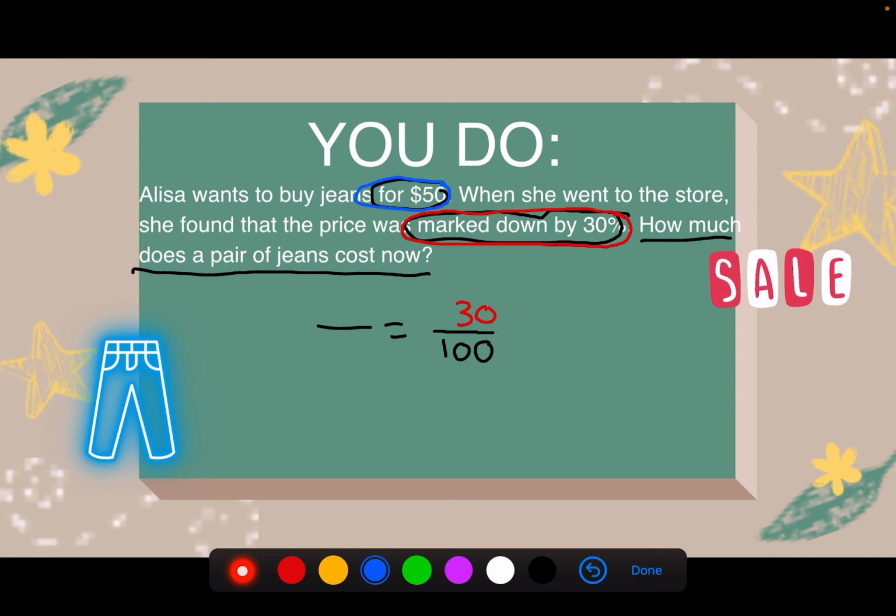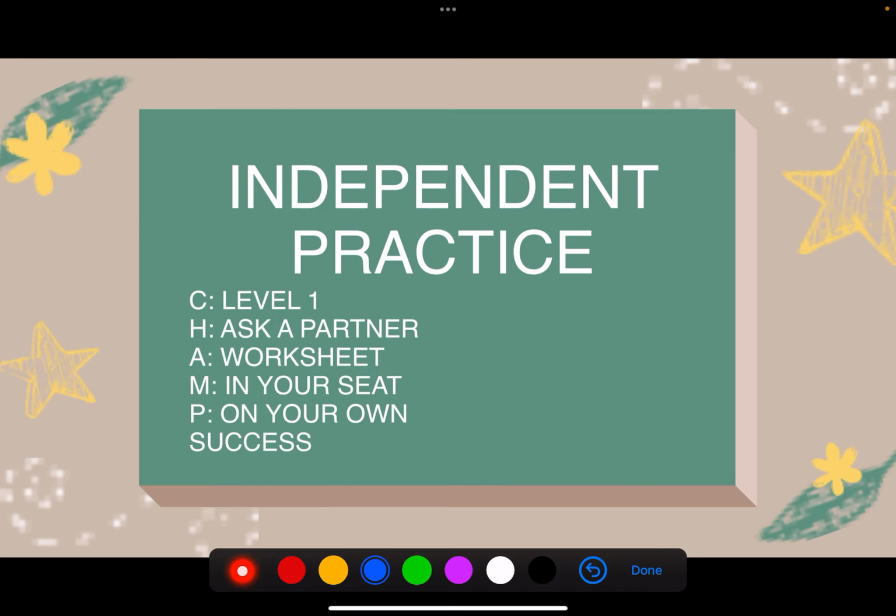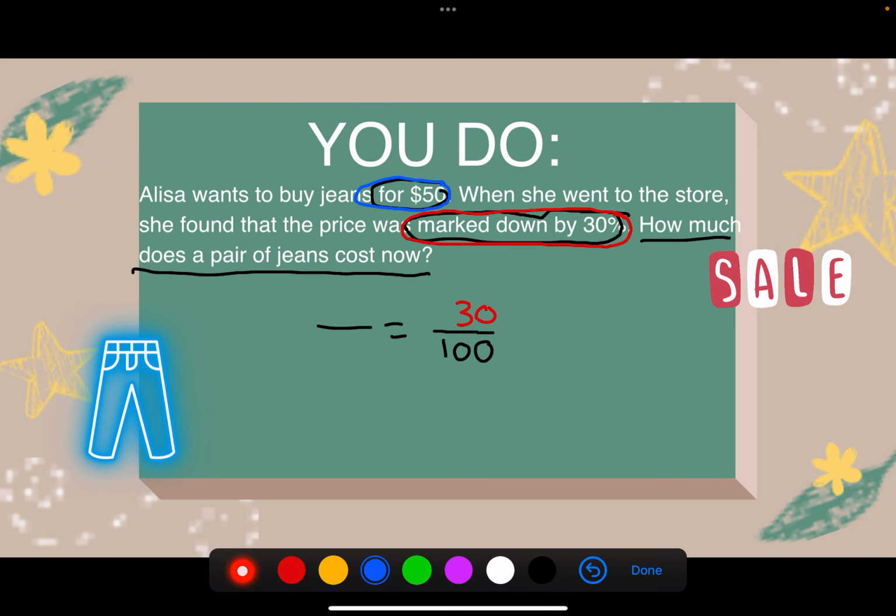So is the 50 the part or the whole? If you said the part, think about it. Remember, if the jeans cost $50, is that just part of the cost of the jeans or the whole cost of the jeans? Right, it's the whole cost of the jeans. So it should be, oops. Sorry guys. It should be the whole, so it should be at the bottom. You are looking for the part or the discount amount.